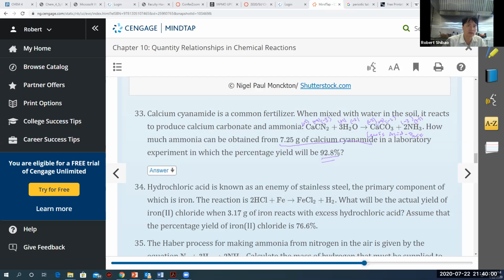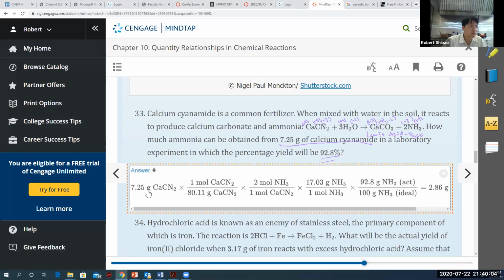So let's just take a look at how they did that here. Grams to moles, moles to moles, moles to grams. Now if we stop here, this gives you the theoretical yield of ammonia, ammonia being the fertilizer. But we're going to lose a little bit. How much are we going to lose? We're going to lose 7.2%. That means we're going to recover 92.8% of it.